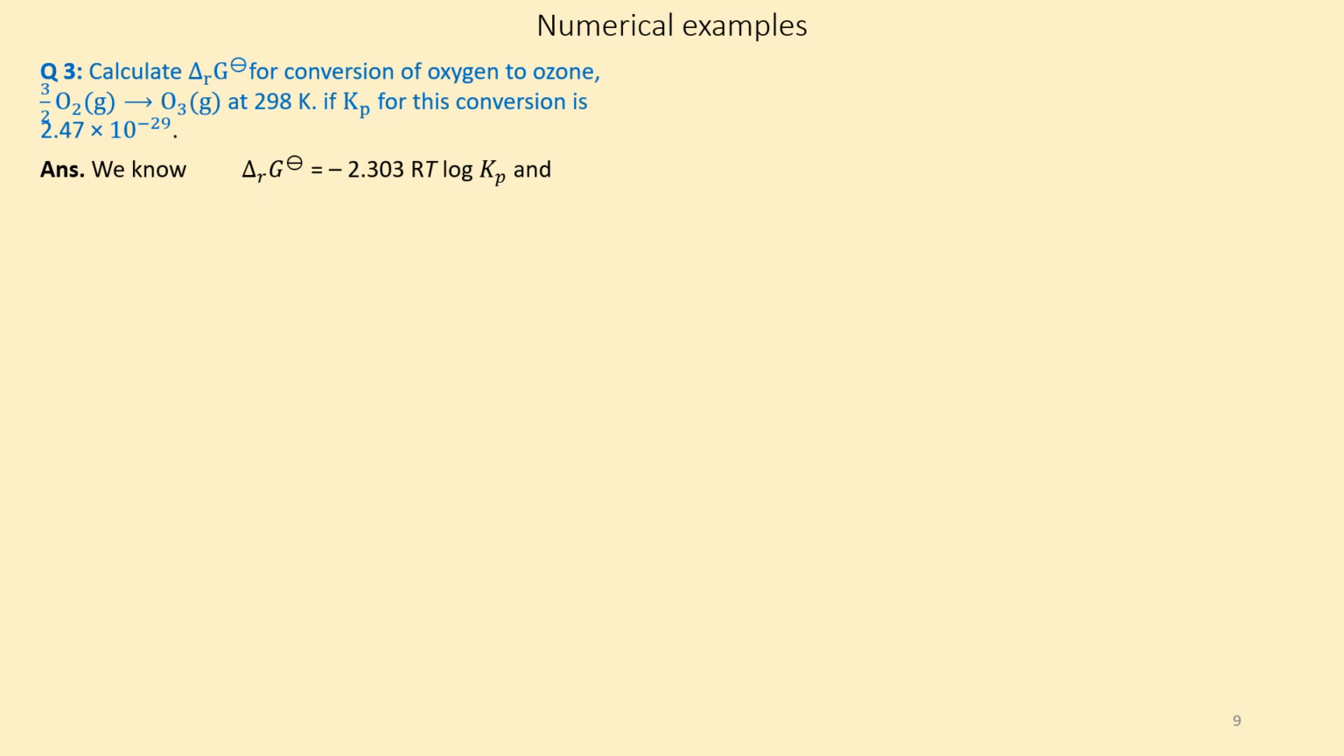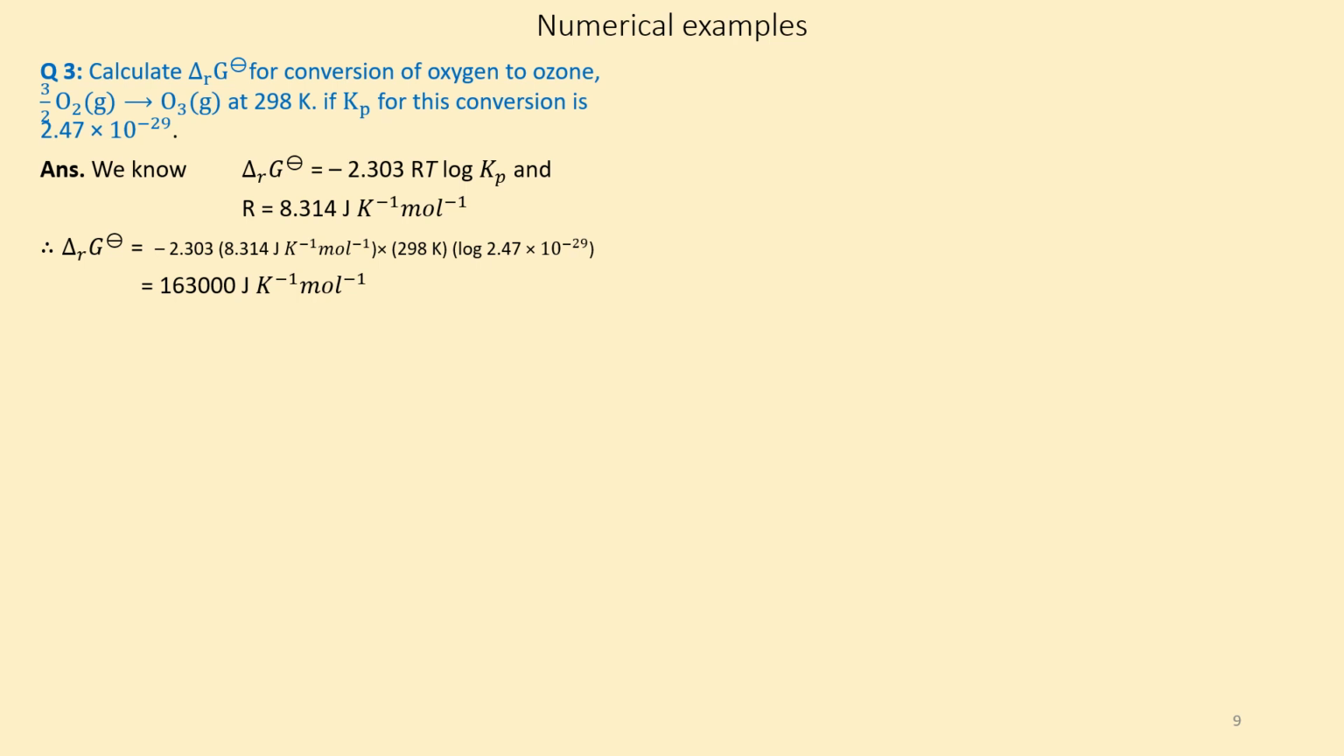We know ΔrG° is equal to −2.303 RT log Kp. R is equal to 8.314 joules per Kelvin per mole, which is given. So ΔrG° equals −2.303 times 8.314 joules per Kelvin per mole into 298 Kelvin, the value of T, into log Kp. Kp is given as 2.47 × 10^−29 in the question itself. Therefore, simplifying, we will get 163,000 joules per mole, that is 163 kilojoules per mole.